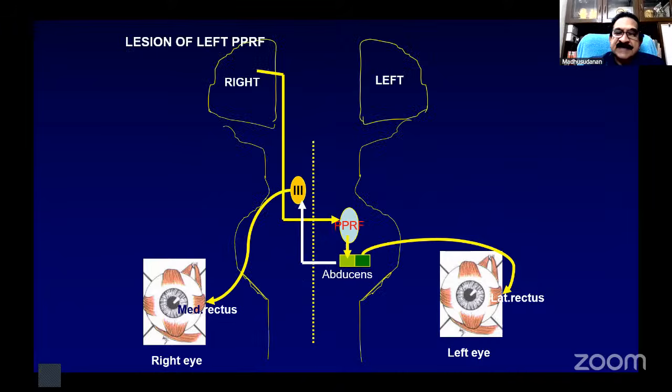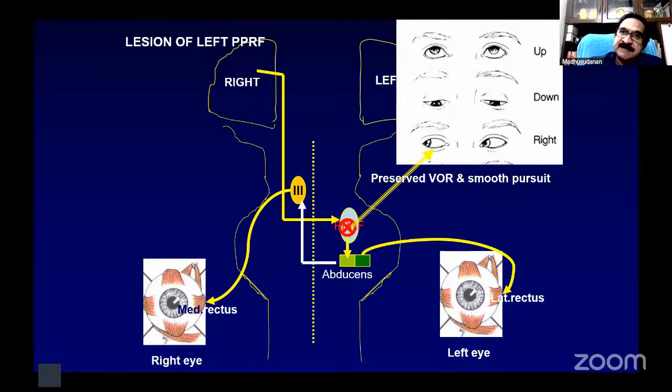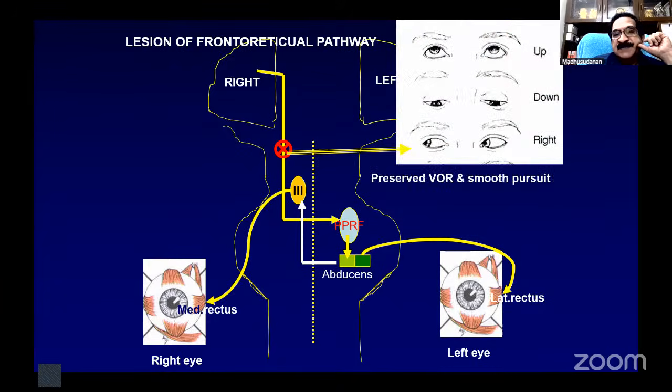On the contrary, if the lesion is in the PPRF, you get the same lateral gaze palsy, but VOR will be preserved and smooth pursuit also will be preserved. If the lesion is in the frontomesencephalic pathway, it is exactly the same as a PPRF lesion, only the palsy is to the opposite side. A lesion on the right side is equivalent to a left-sided PPRF lesion. You cannot differentiate a left PPRF from a right frontomesencephalic pathway lesion.